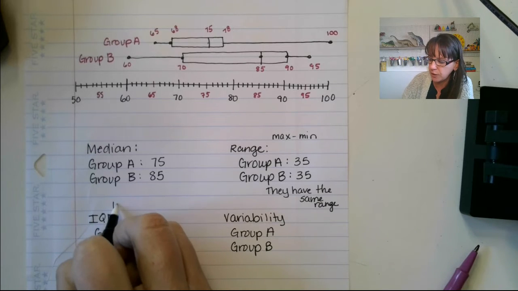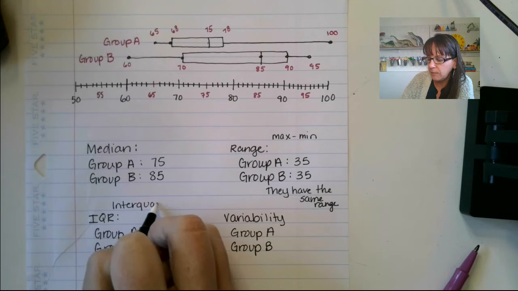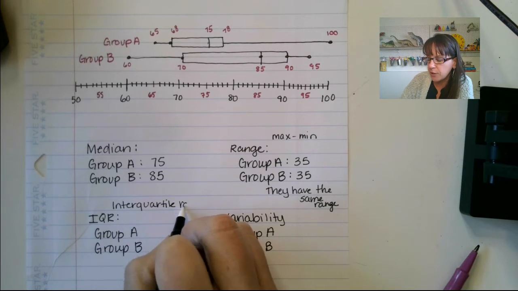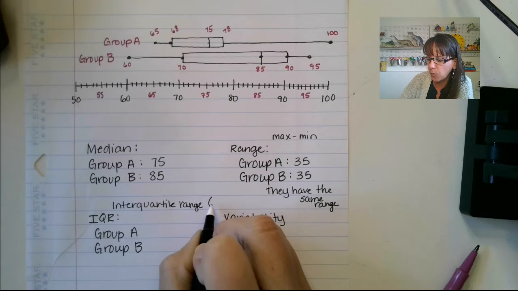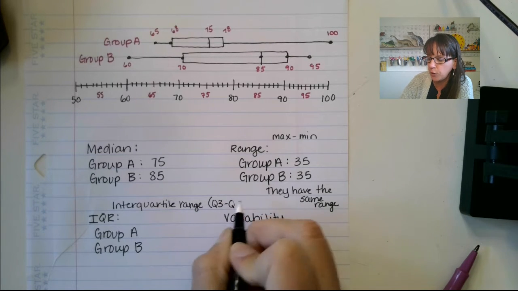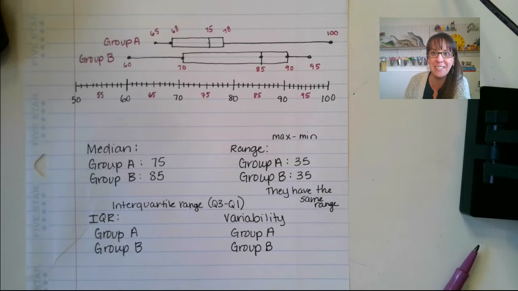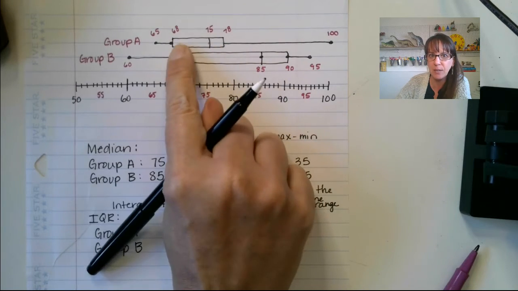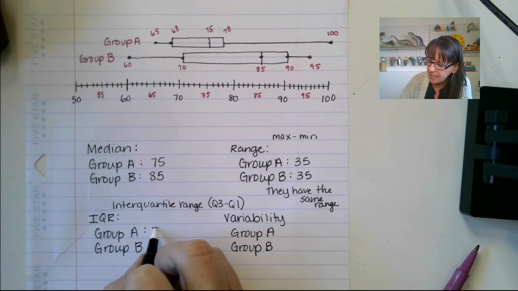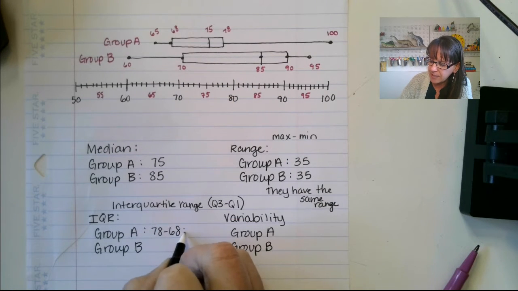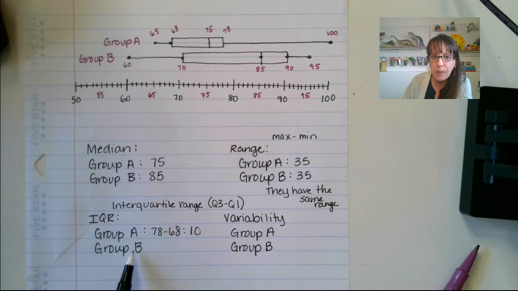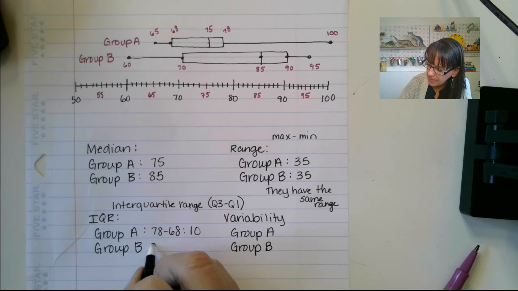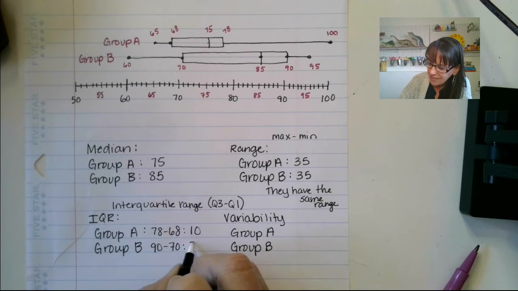All right, well, now let's talk about that IQR. Remember, that's your interquartile range, and that, again, is your Q3 minus your Q1. So for this first one up here, our Q3 is 78. So we're going to have 78 minus 68. That's going to give us 10. Group B, we're going to have 90 minus 70. And that's going to give us 20.